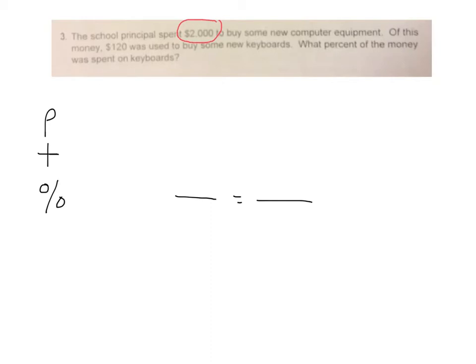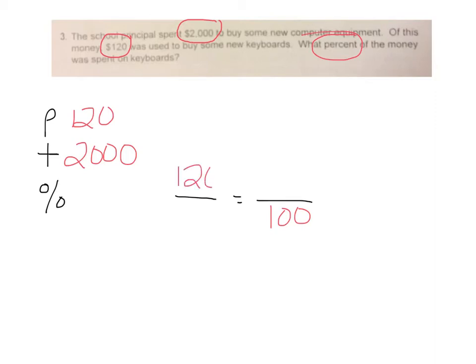Number 3, the school principal spent $2,000 to buy some new computer equipment. Of this money, $120 was used to buy some new keyboards. So he had a total of $2,000, or she had a total of $2,000, and $120 of it was used to buy keyboards, and we're looking for the percent. So this is something out of 100. We know the part is 120. We know that the total is 2,000, and we are looking to make this an equal proportion.